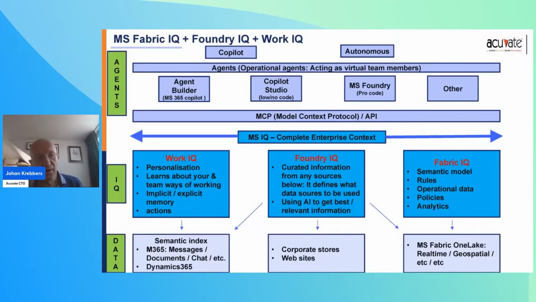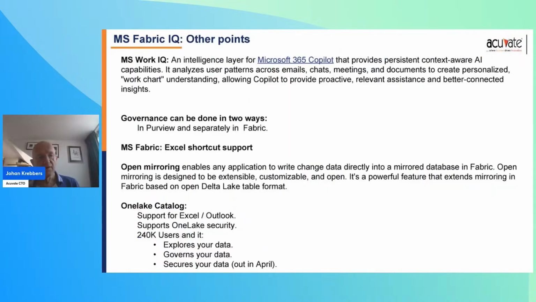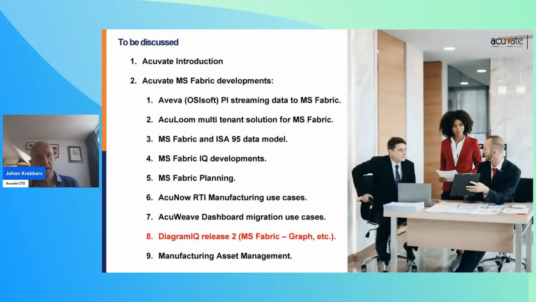The total of Work IQ, Foundry IQ, and Fabric IQ is your complete enterprise context, the blue part. And on top of that, you have your Copilot, agents, etc., to really start playing with that data and get value out of that data. And you can find more information about that over here.